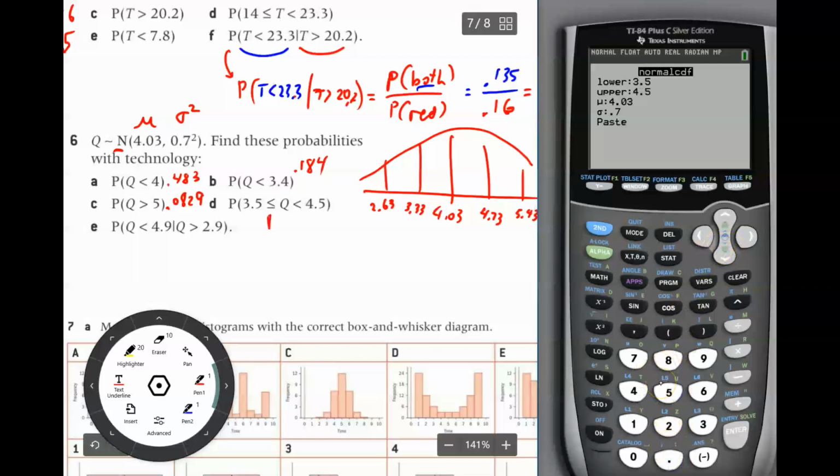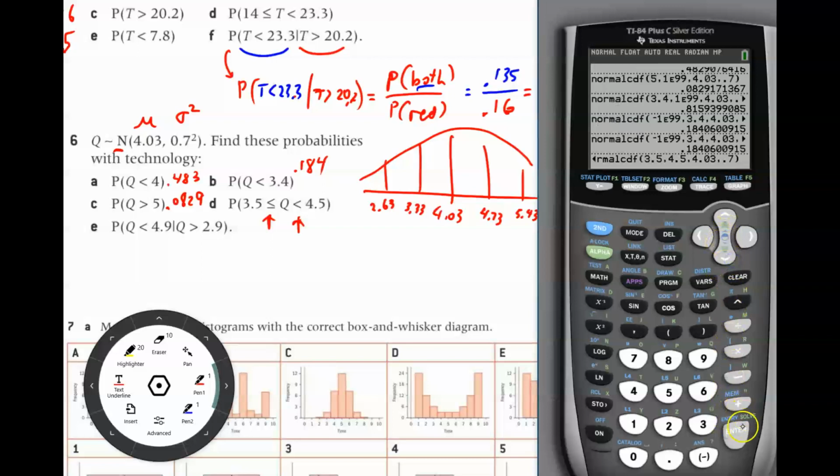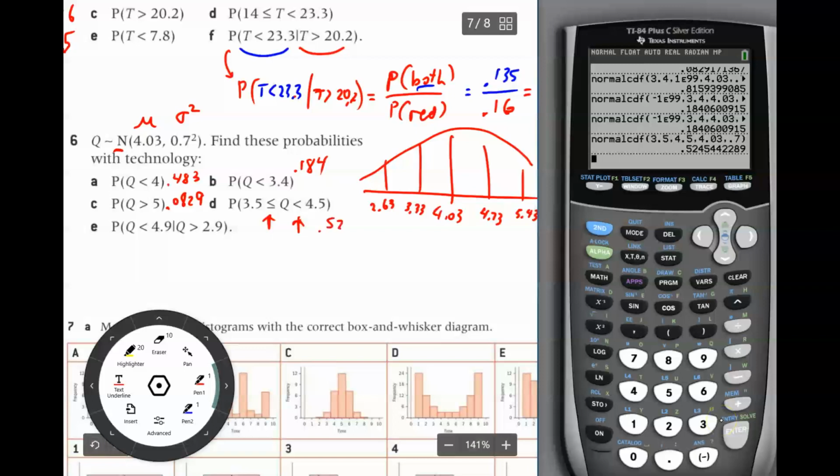Notice that here it has less than or equal to and this has less than. Does that matter? No. In normal distribution, it doesn't matter because the area directly above the number 3.5, 4.5 is infinitesimally small. So it doesn't matter if you include it or not. It's kind of a weird thing, which has some calculus concepts that we're going to talk about when we do normal distribution. Okay? So this answer is going to be 0.525.